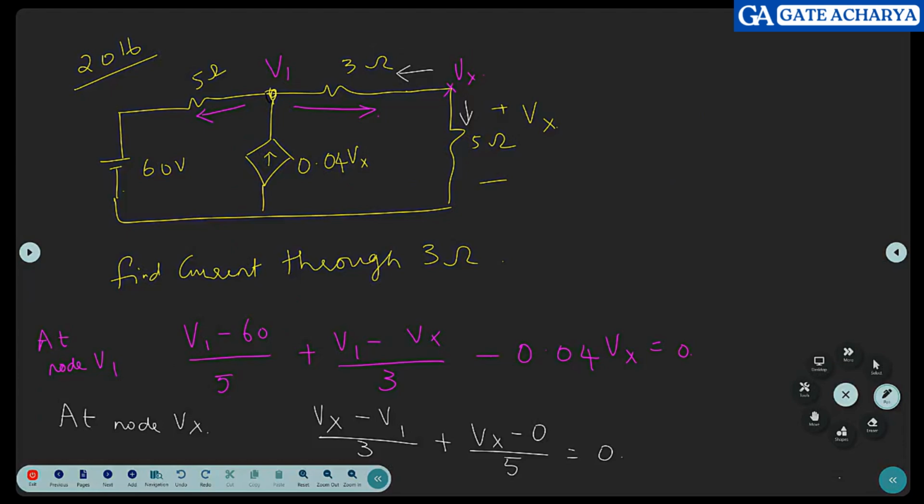Where you should be careful in KCL: if you are writing all the currents leaving, you should be very careful. So what I would suggest is try to get a relation between V1 and Vx here. Substitute Vx here. That's all, you will get V1 and Vx both.